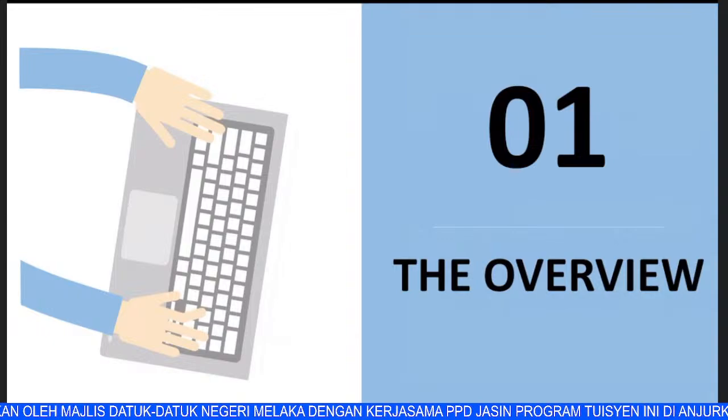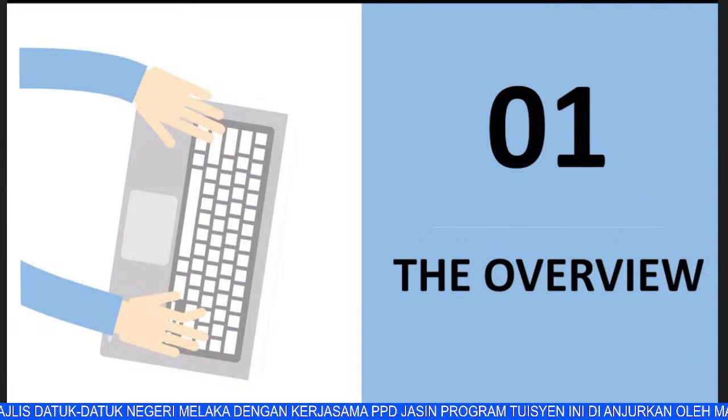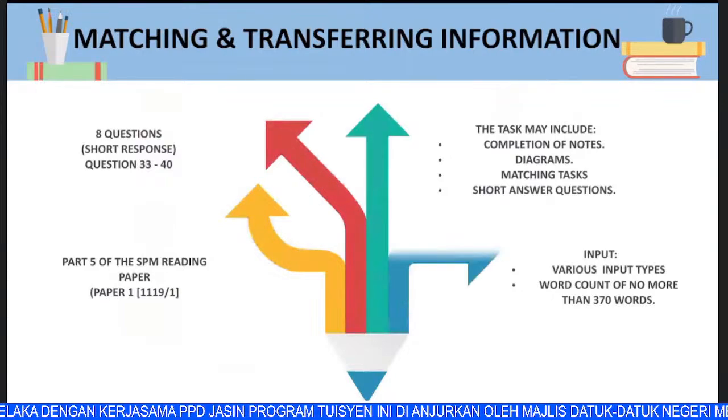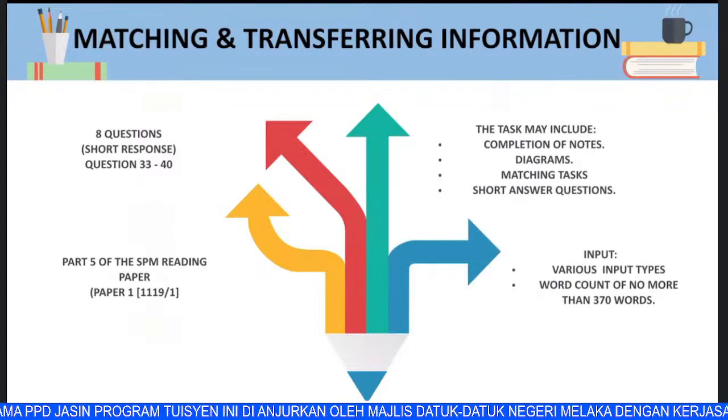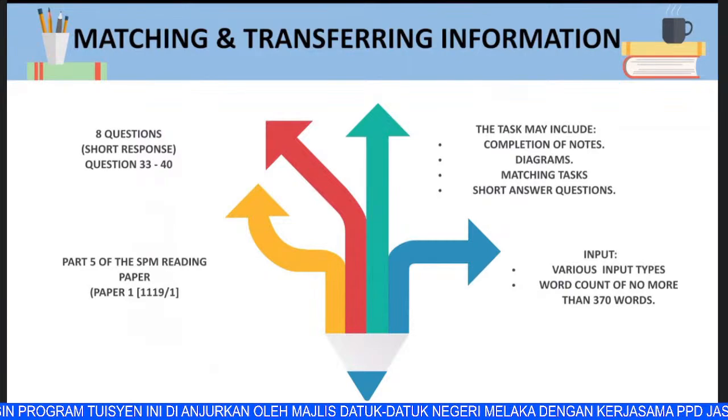I'm pretty sure that you are familiar with part 5, which is information transfer, and you might think that it is the easiest part to score in paper 1, and you are not wrong to think about that, because it is indeed one of the easiest parts for you to score. For part 5, it tests your skill on matching and transferring information. Matching means you match certain keywords to the correct statement, and you transfer information from the text to the correct parts or to the correct statement or to the correct blank.